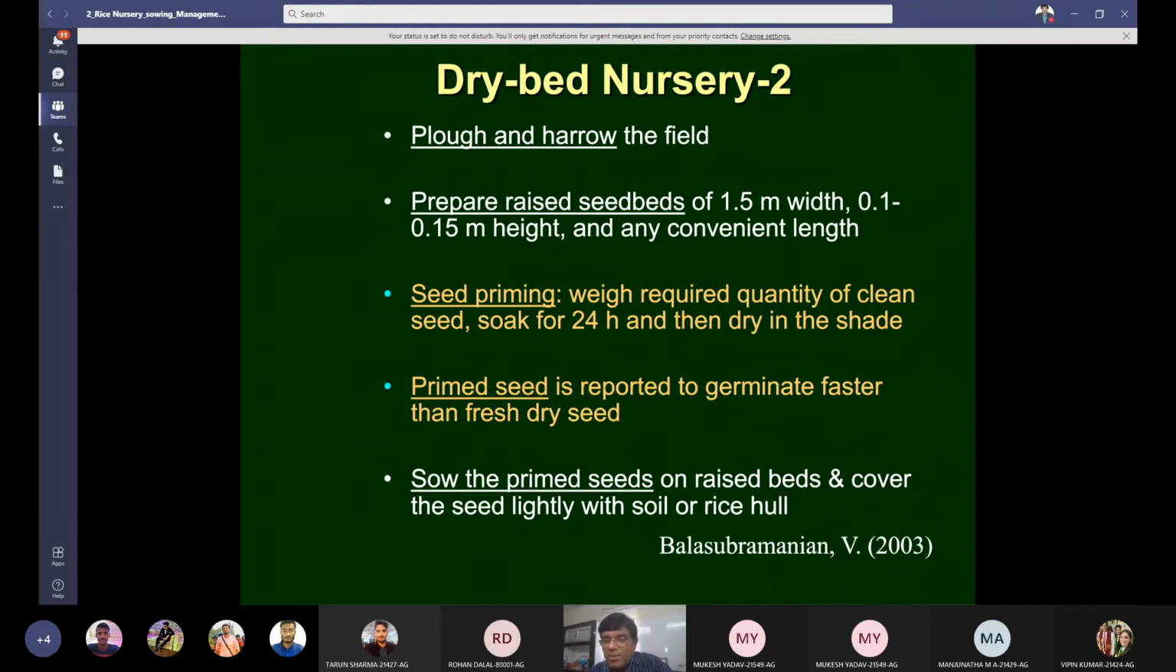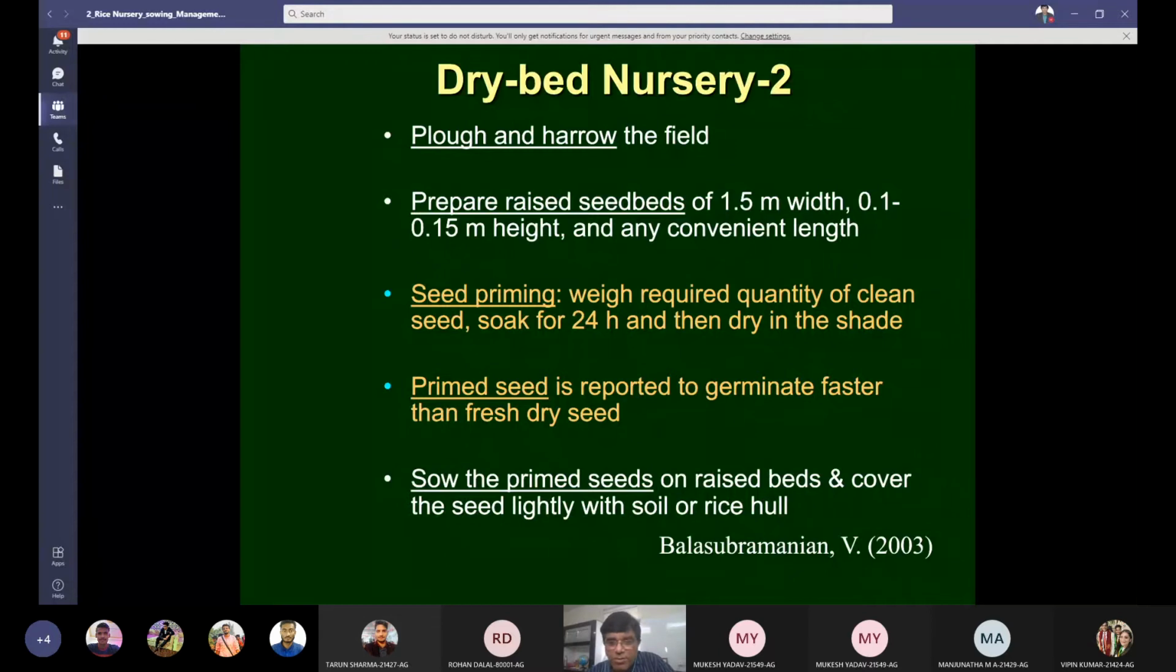Seed priming or hydro priming means putting the seed in water for 24 hours under the shade, and then drying it in the shade. So remember, here you need not use germinated seeds. These are not pre-germinated seeds; here only priming is done. Germination is not happening, because many times if you sow germinated seed here under dry conditions, there may be death of the seedlings or death of the growing plant.